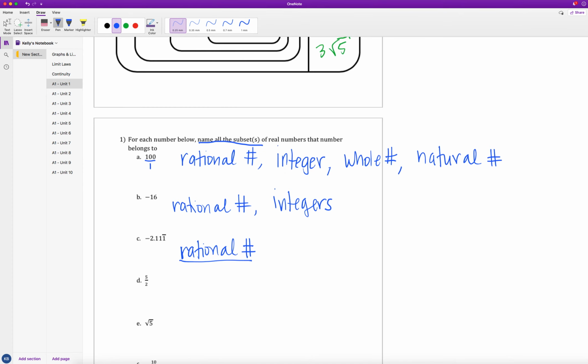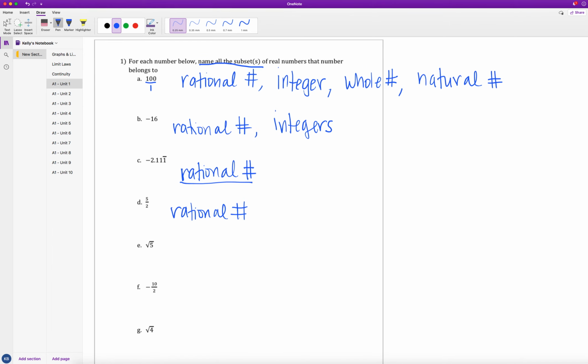Okay, 5 halves. So 5 halves is a rational number as well, since I can write it as a fraction. And I cannot reduce this down any further to just a single numerical number, so it's not an integer, so 5 halves is just a rational number.